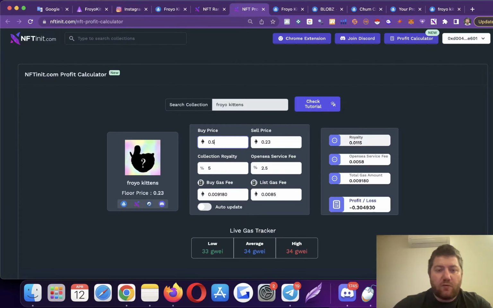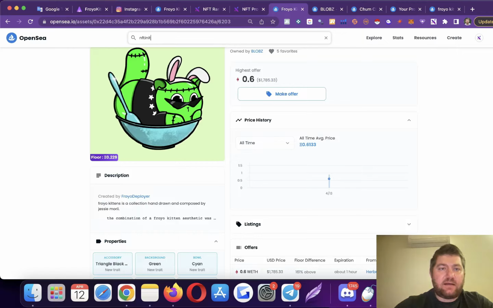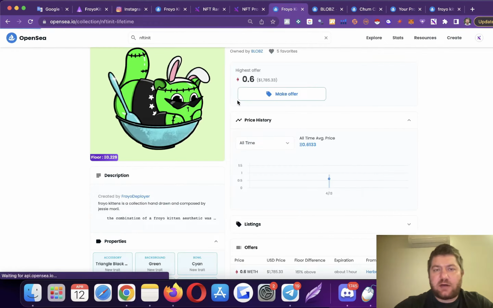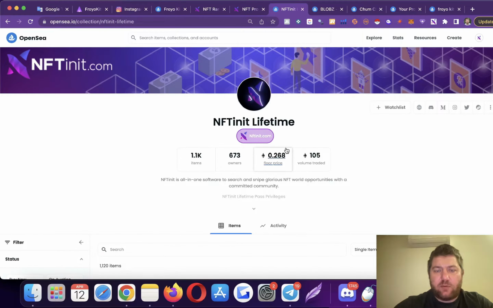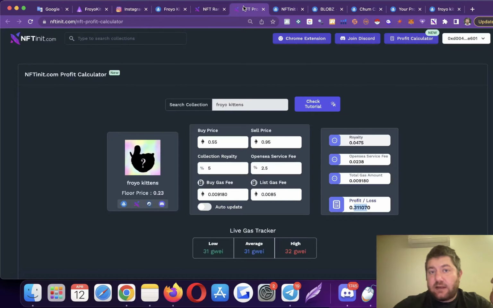So I bought it for 0.55. I sold it for 0.95. Collection royalty, and after everything I made a net profit of 0.3. So it actually kind of paid for the NFTinit lifetime, I guess, because the price of the NFTinit lifetime is actually lower than our profit right now. But you have to know what you are doing, because you don't always make money out of snipes, right?